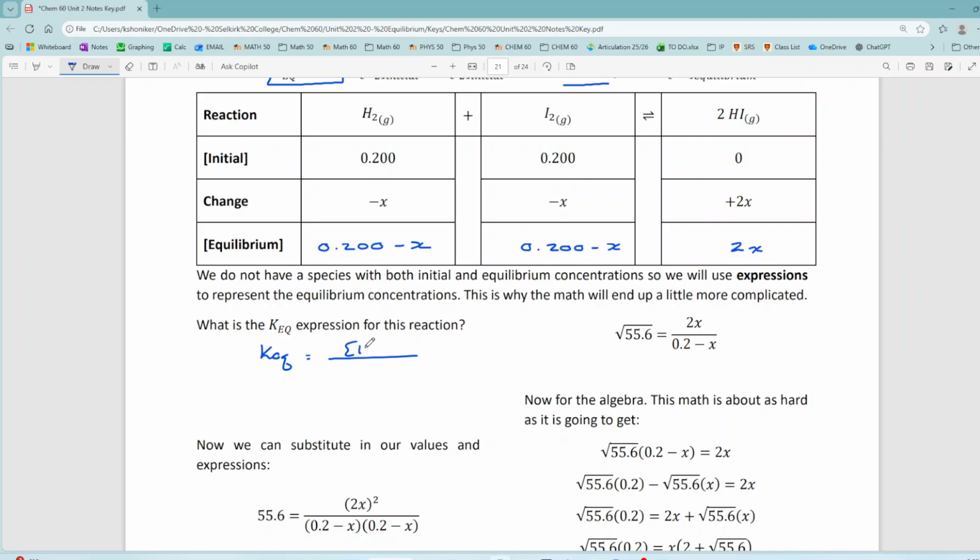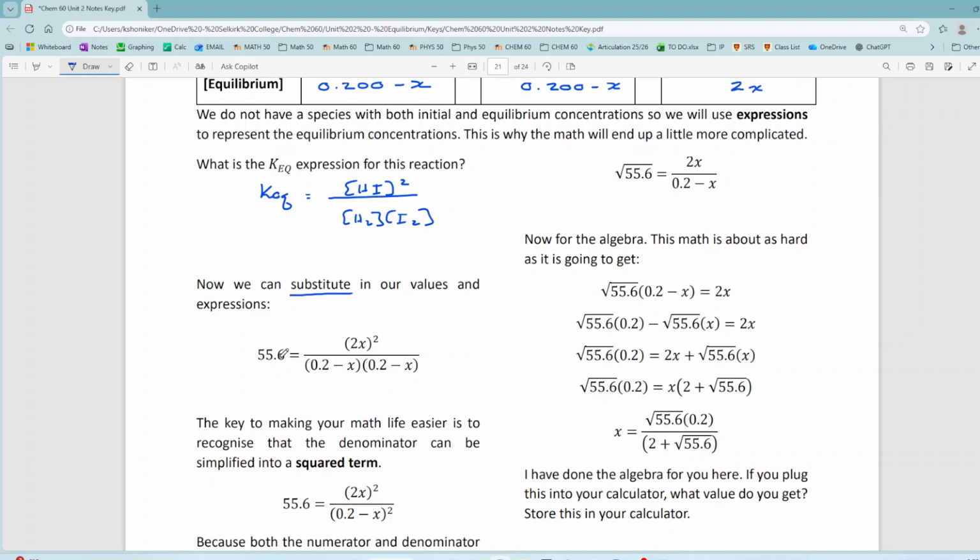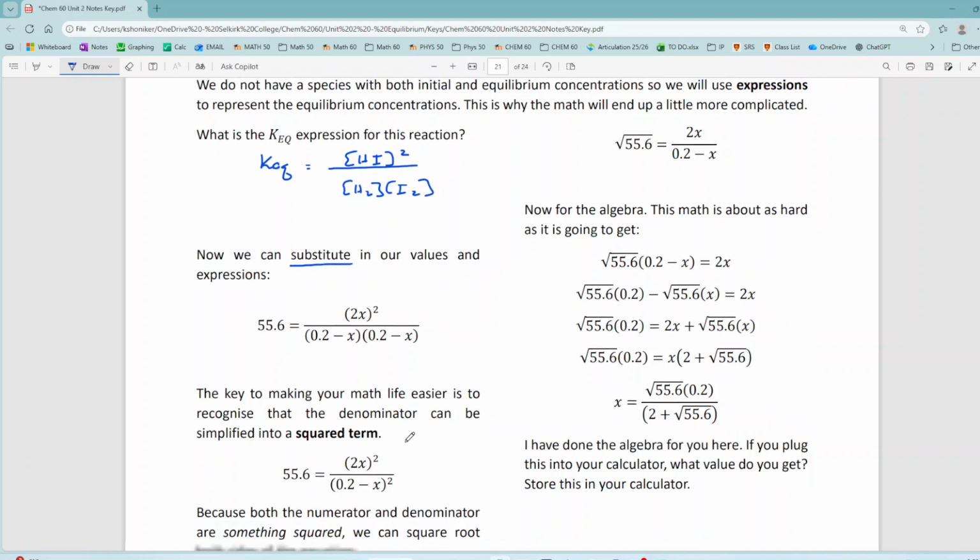My product is HI squared. My reactants are hydrogen and iodine. Now what we're going to do is sub our values in just like we've been doing. Nothing's different. Our KEQ is 55.6. Our value for HI would be 2x all squared, over 0.2, oh, I didn't include all my sig figs. I should have. But anyway, the zeros don't count. So 0.2 minus x, 0.2 minus x, which we can make into squareds.